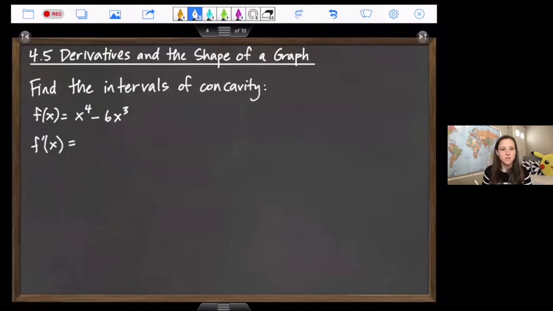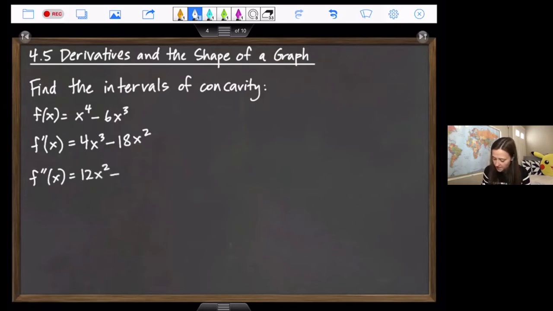So the first derivative is 4x cubed minus, see, 6 times 3, when we bring down the 3, gives me 18x squared. And then find the second derivative. So we'll take the derivative again. Let's see, 4 times 3, when we bring the 3 down, I get 12x squared. And when I bring the 2 down, 18 times 2 is going to give me 36x.